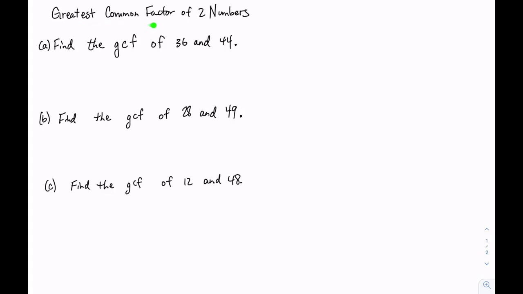Let's find the greatest common factor of two numbers. So here are three examples, and we're going to walk through each and every single one of them. The key to finding common factors is to write the number in its prime factorization. In other words, 36 is 6 times 6.